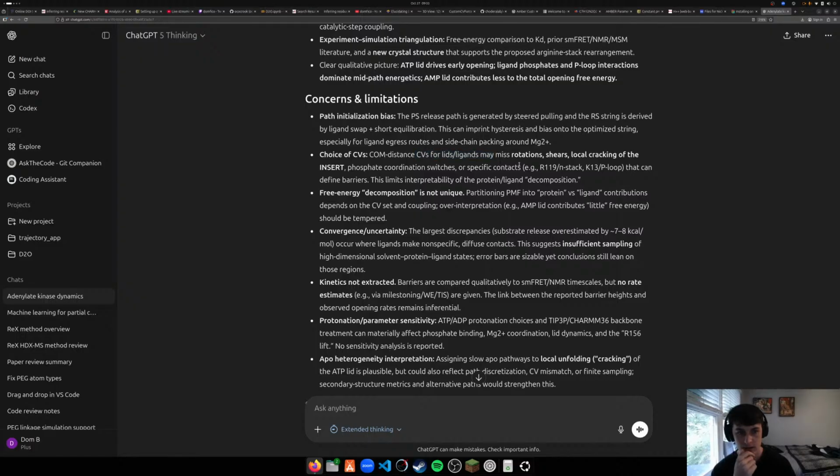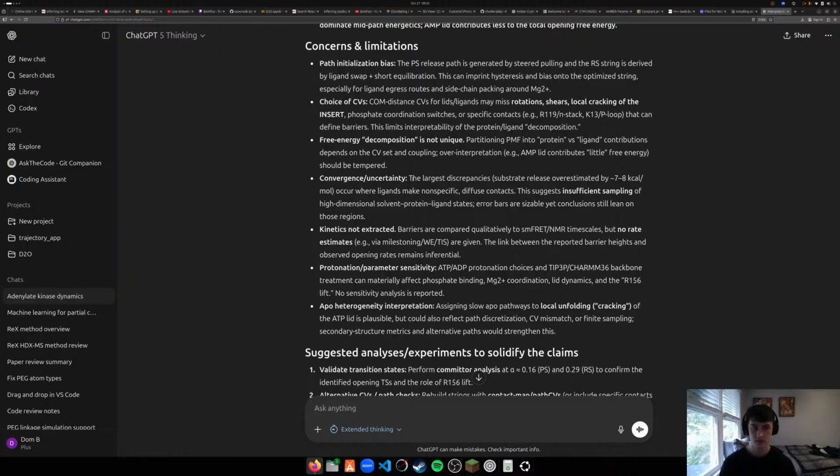COM distance CVs, rotation shears, center of mass, local cracking of insert. The energy decomposition is not neat. Partitioning PMF into protein versus ligand contributions depends on the CV set and coupling. Contributes little for energy, should be tempered. Converge with largest discrepancies.